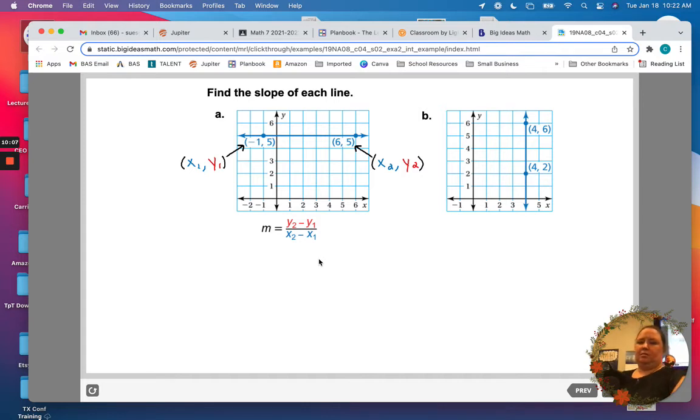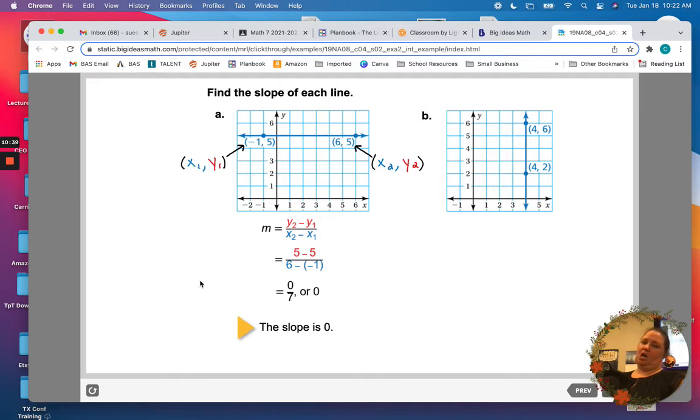So what are the 2 points? Negative 1 comma 5 and 6, 5. Okay, so 5 minus 5 over 6 minus a negative 1. What's 5 minus 5? Zero. What's 6 minus negative 1? 7. So 0 over 7. Can you have 0 divided by 7? It would just be 0. So your slope is 0.